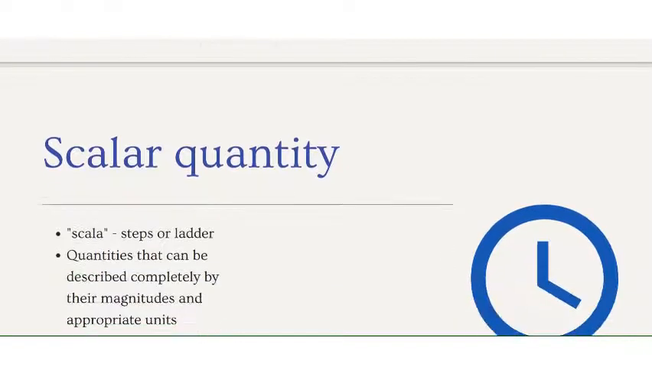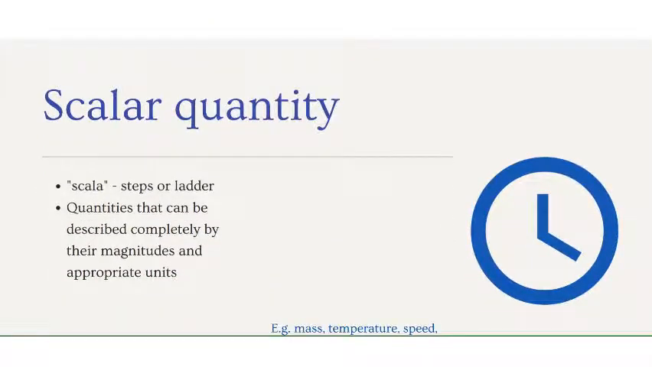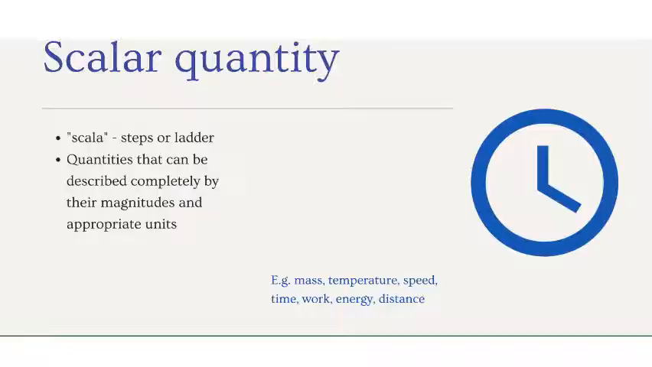So when we say scalar quantity, it comes from the word scala, which means steps or ladder. These are quantities that can be completely described by their magnitudes and appropriate units. Pag sinabi nating magnitude, is just a numerical value. So, gaano kalaki, gaano kakonti, gaano karami. So, an example of this is mass, for example, 1 kilogram, temperature, 30 degrees Celsius, for speed 4 meters per second, time 3 p.m., work is 5 joules, energy is also 5 joules, distance is 2 meters. So you can see, binigay lang yung magnitude and then yung appropriate unit mo.